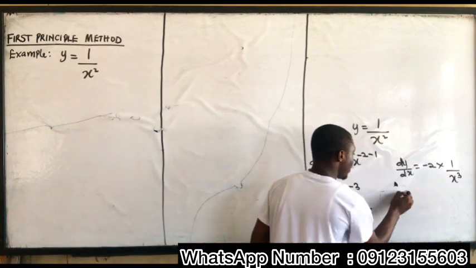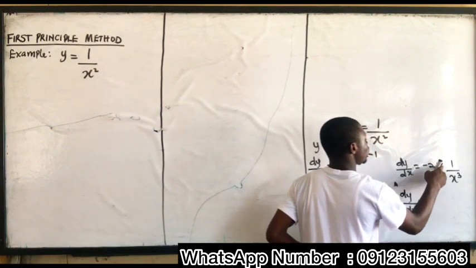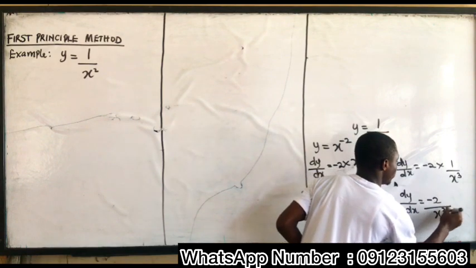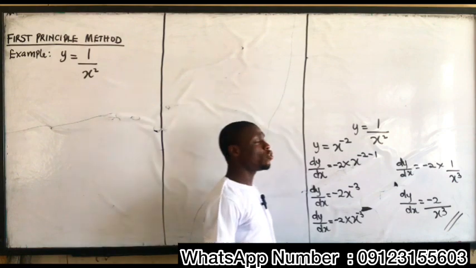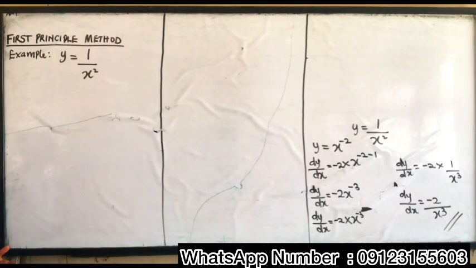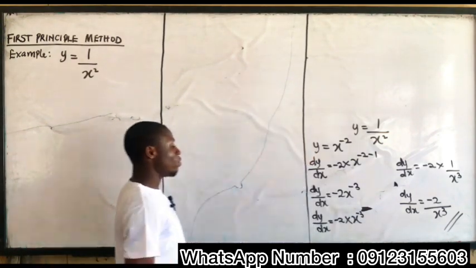So dy over dx is equal to minus 2 times 1, which becomes minus 2 over x cubed. Here's my answer after using the general method. Now let's use the concept of the first principle method, and let's see if our answers will be comparable.